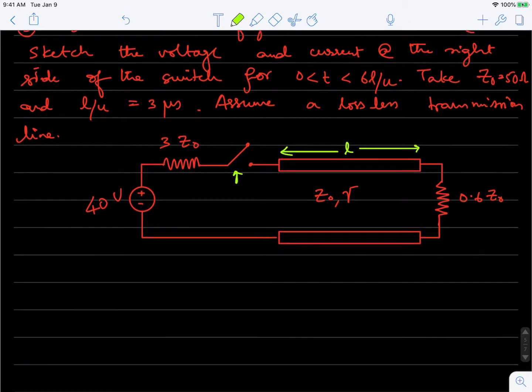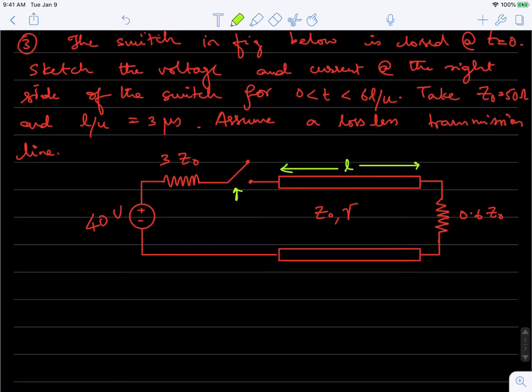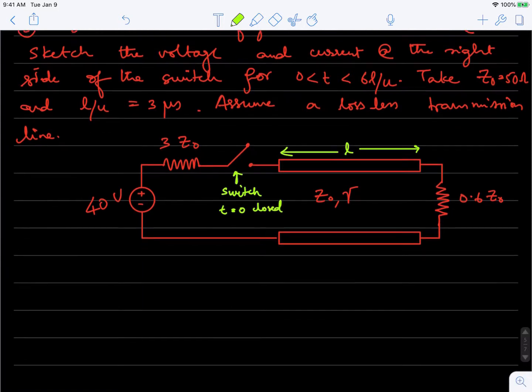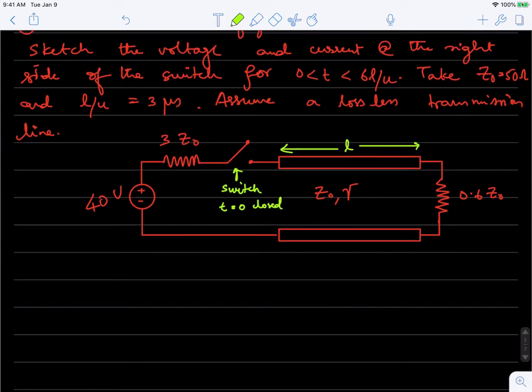Now, what we know is that this is the switch and it is closed at t equals 0. Okay, so what are we supposed to do right now? We have to find the voltage and the current curves for the right side of the switch, which means here in this part. Okay, how do we do that?